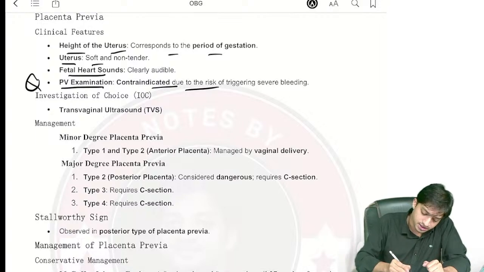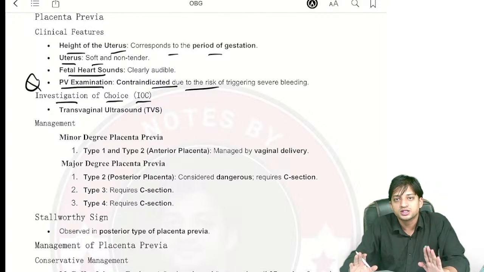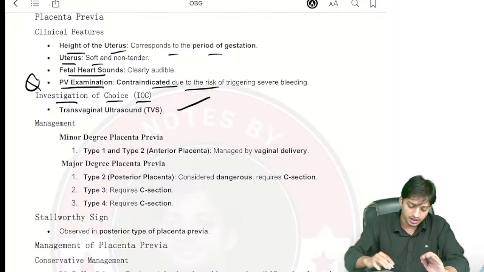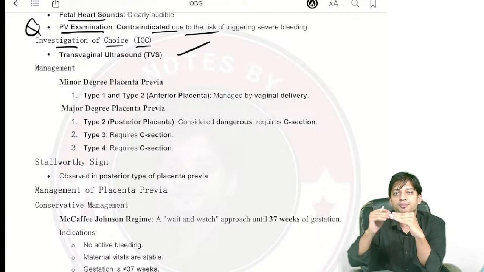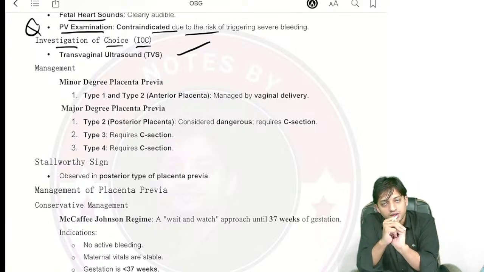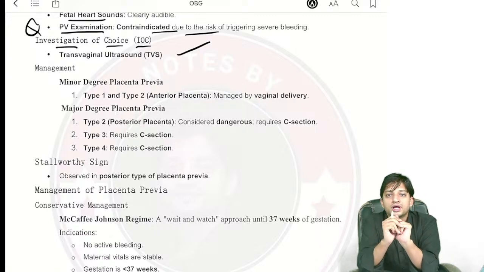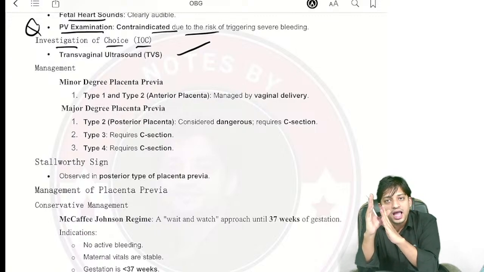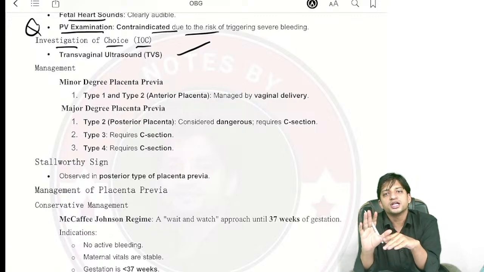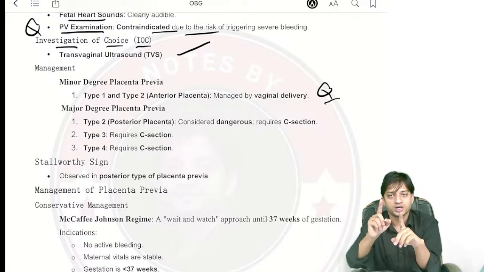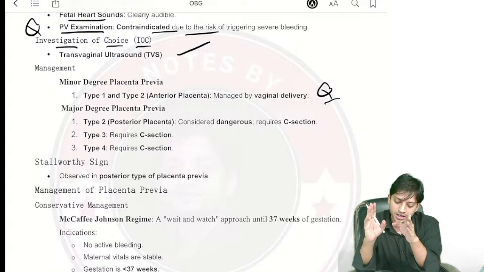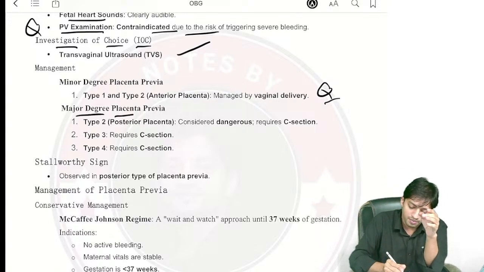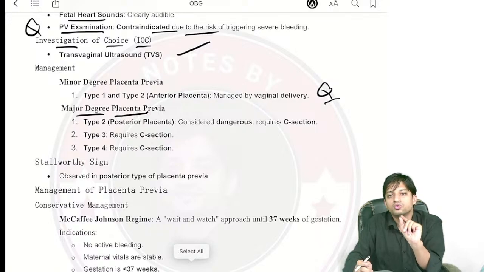Now, come here, guys. Investigation of choice. If they ask you for placenta previa, it will be transvaginal scan, right? Now, management. See, placenta previa has different types, and depending on the type, you decide the management. You already know type 1 and type 2 anterior type of placenta are managed by normal vaginal delivery. These are all MCQ points. But in major degree placenta previa, you will have to go for C-section. You cannot go for normal vaginal delivery.